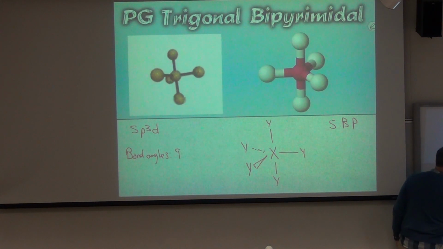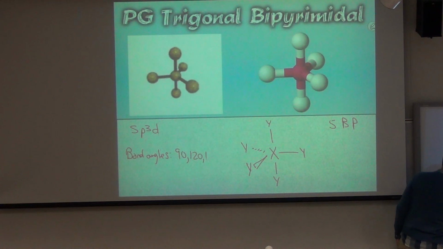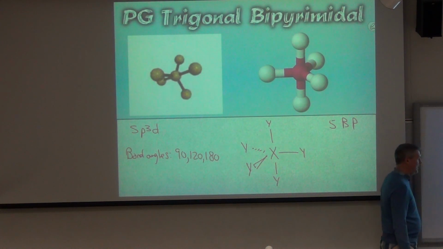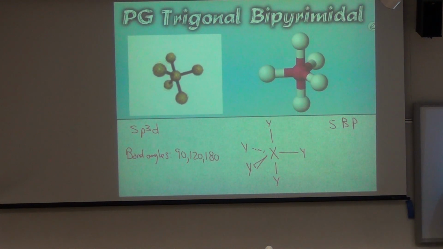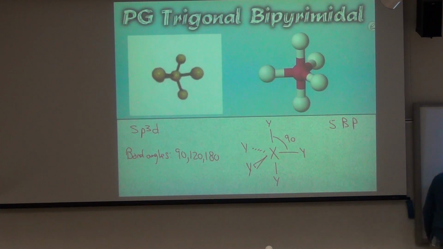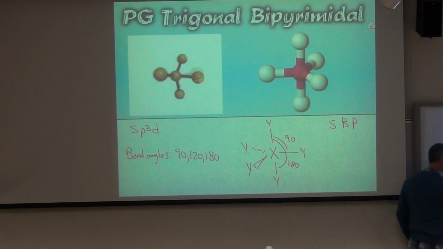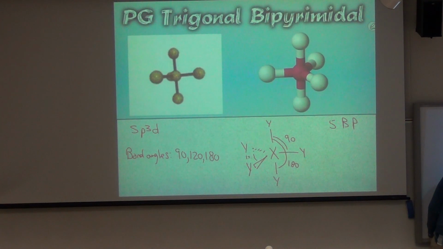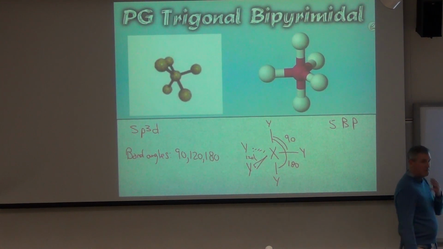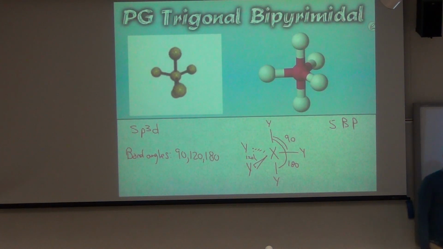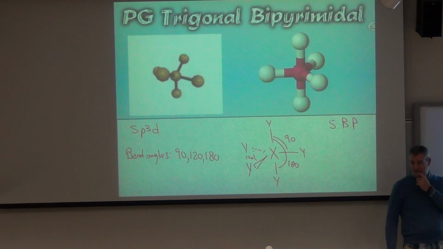90, 120, and 180. So we get 90. And 180. And between any of those 3 in the horizontal plane, we're going to have 120. I think if I try to label those on the diagrams, it's going to get really messy.